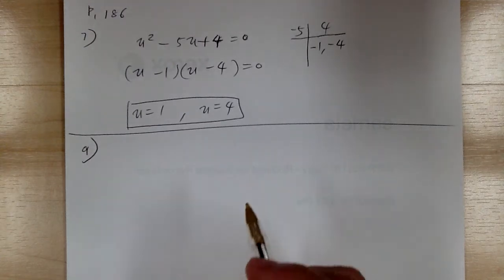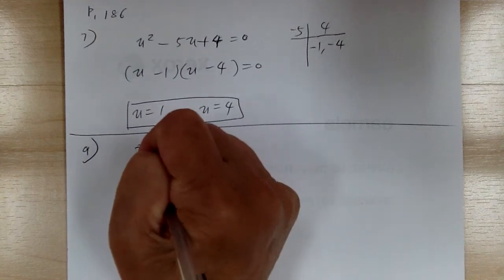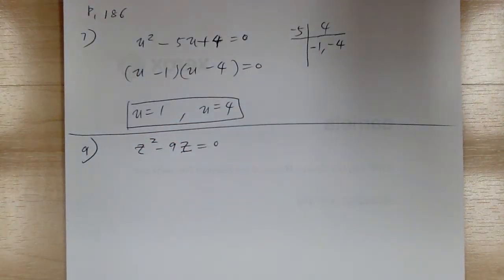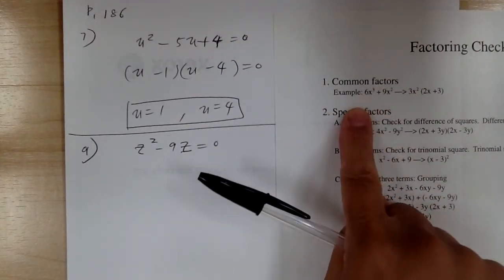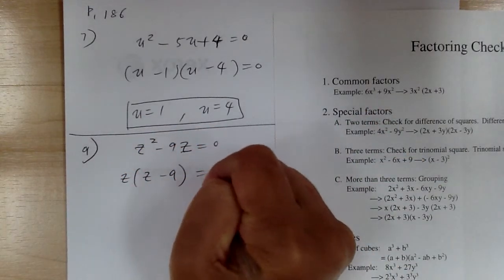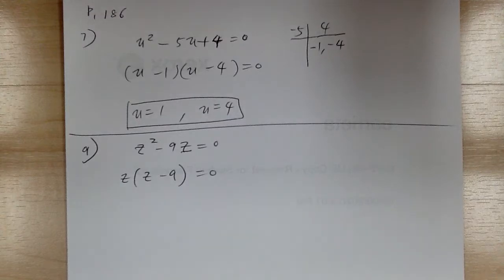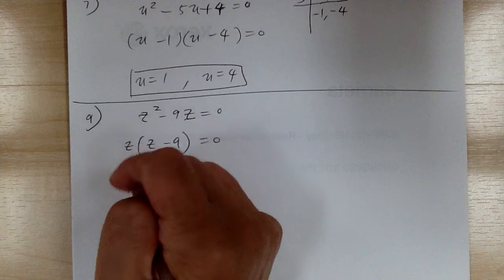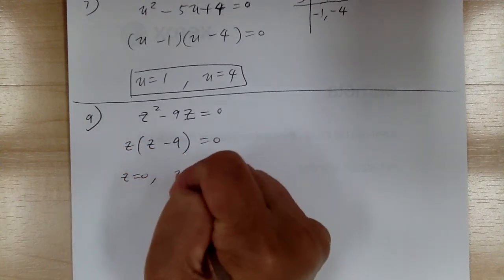Okay, number 9, you have z squared minus 9z equal to 0. So when you're doing the factoring, make sure you go through the checklist. Okay. So again, step 1, common factor. So you have to factor out the z. And then after that, you can set it equal to 0 and you can solve. But again, because this is very easy, you can just write down the answer. You're going to get z equal to 0, z equal to 9.